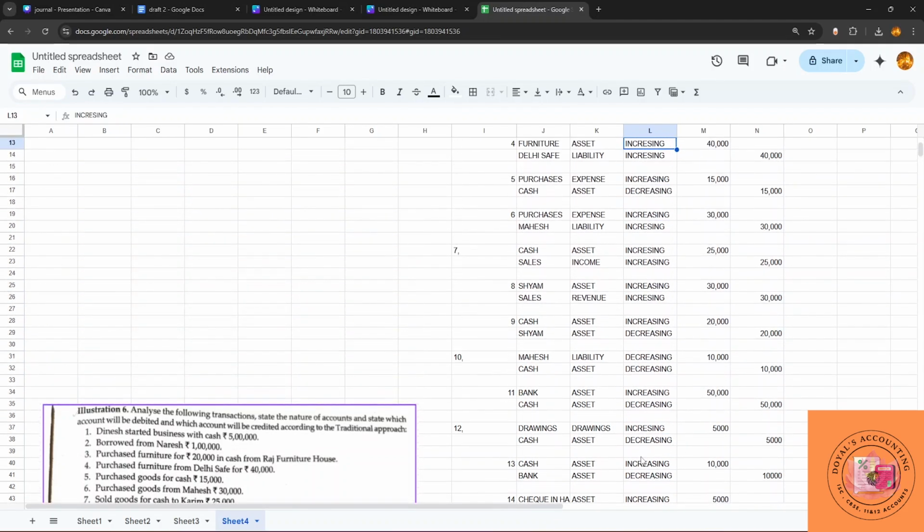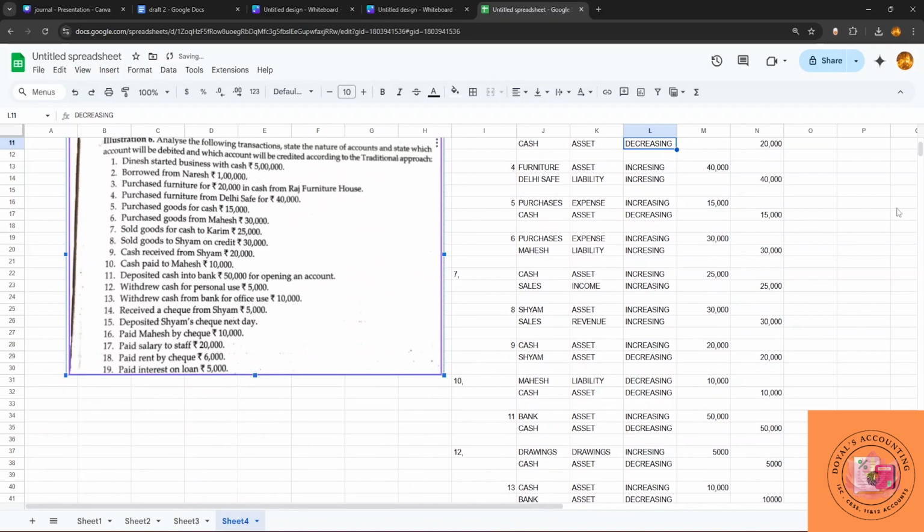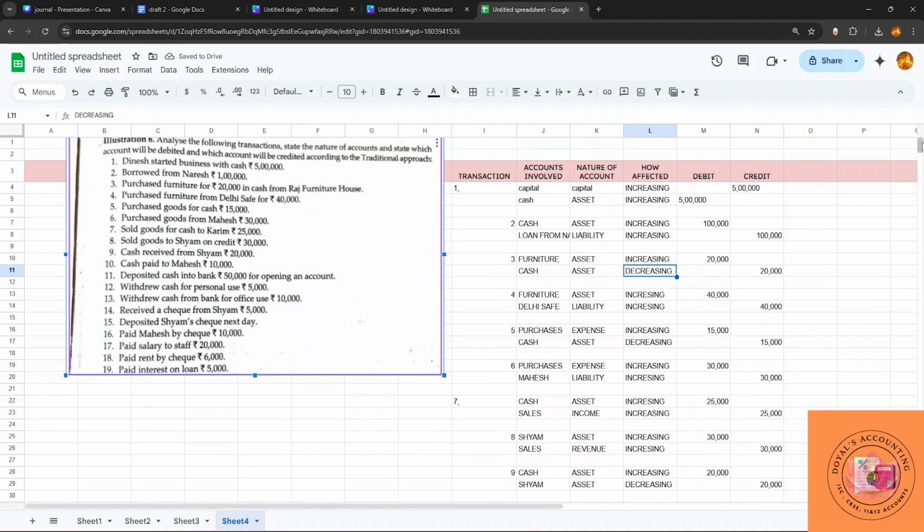Now I'll quickly classify these accounts as per the traditional method. So we'll classify these accounts if they are personal or real, okay, and which one will be debited and which one will be credited.